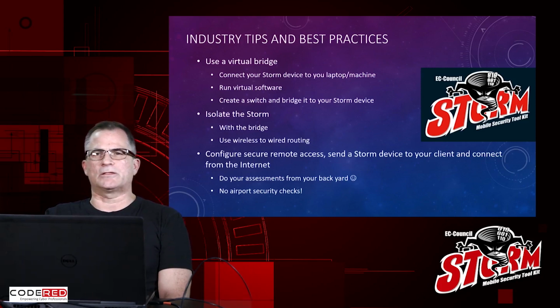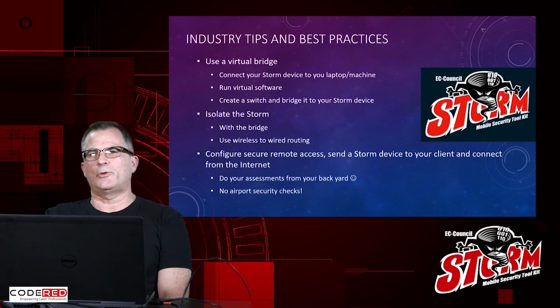You can isolate the Storm with the bridge, and use wireless to wired routing. You have wireless on the Storm and an Ethernet port, so you can plug into the Ethernet port, connect to the internet with your wireless, and protect your wired side with the Storm as your gateway or filtering device. IP tables are installed on it. You can set up IP tables to reduce the attack surface. And since you have an Ethernet port, you can run an entire network behind the Storm device and essentially set it up as a firewall.